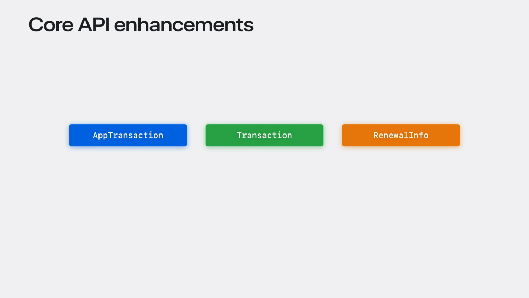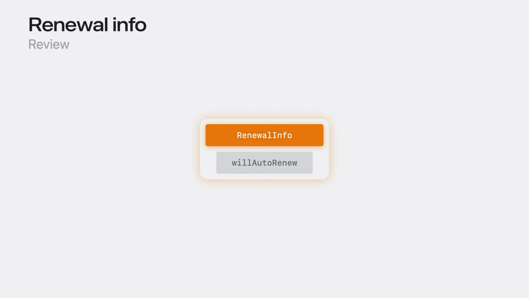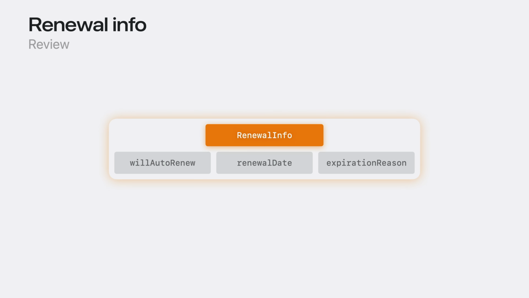Lastly, let's review our updates to the renewal info type. The renewal info type is specifically for auto-renewable subscriptions. Renewal info contains information such as whether the subscription will auto-renew, the date of the next subscription renewal, and for subscribers whose subscriptions have expired, the reason the subscription expired.